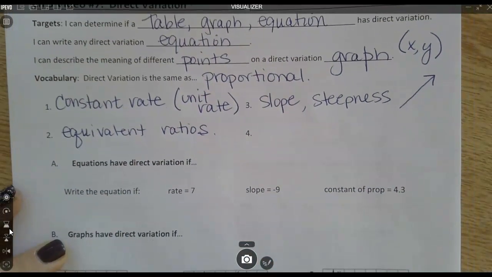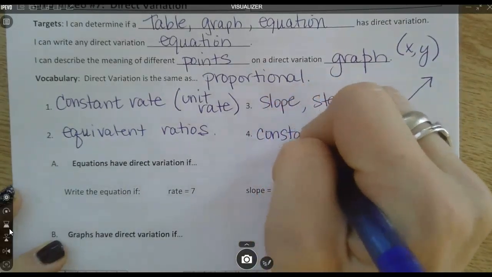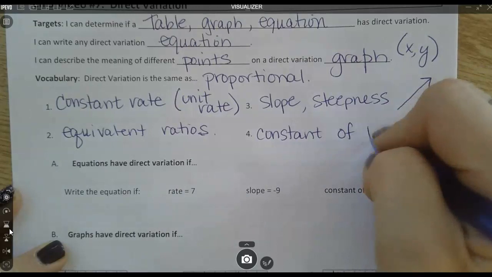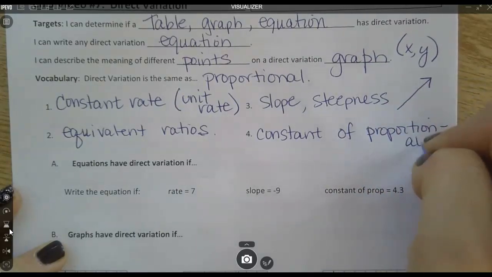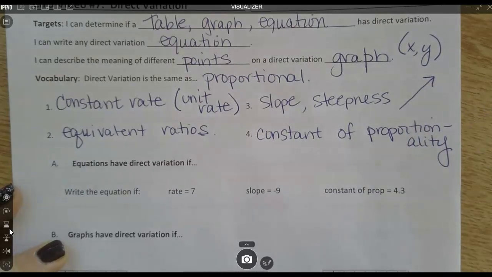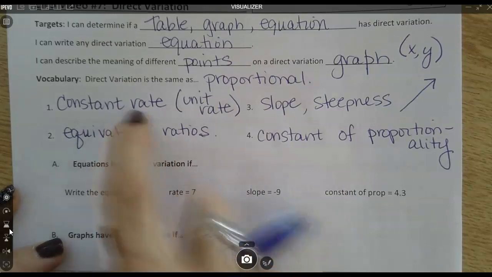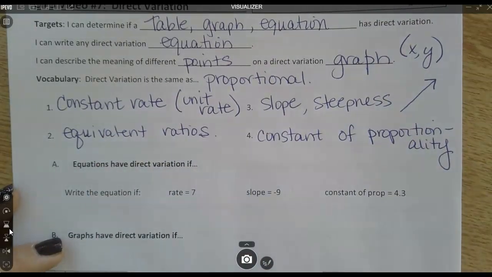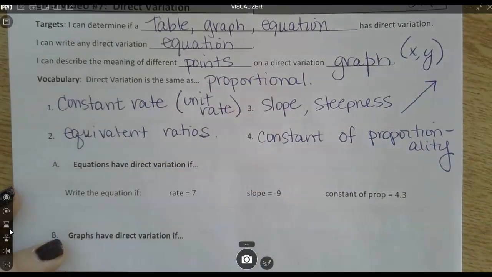The new term here that we maybe haven't seen before is constant of proportionality. Constant of proportionality. Okay, so these are all the same. The slope, the rate, the constant of proportionality, all the same thing. And we know that we're going to have this if we have direct variation.